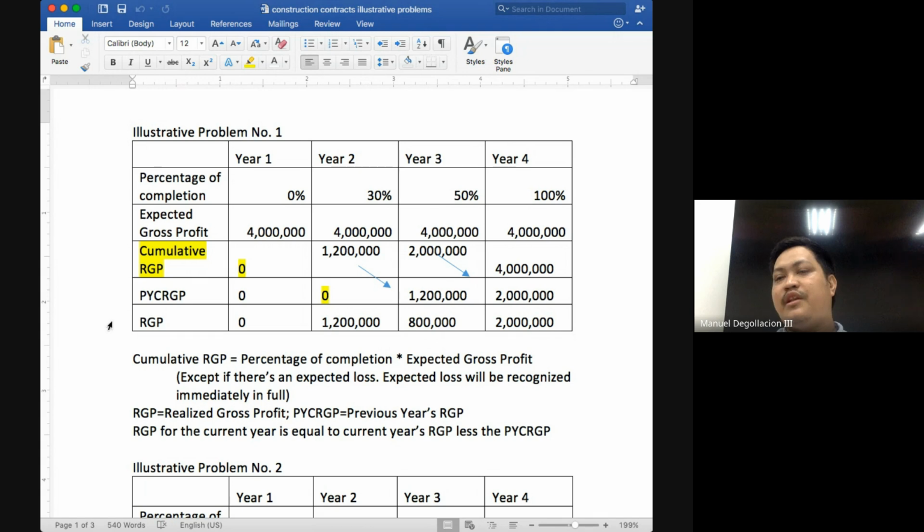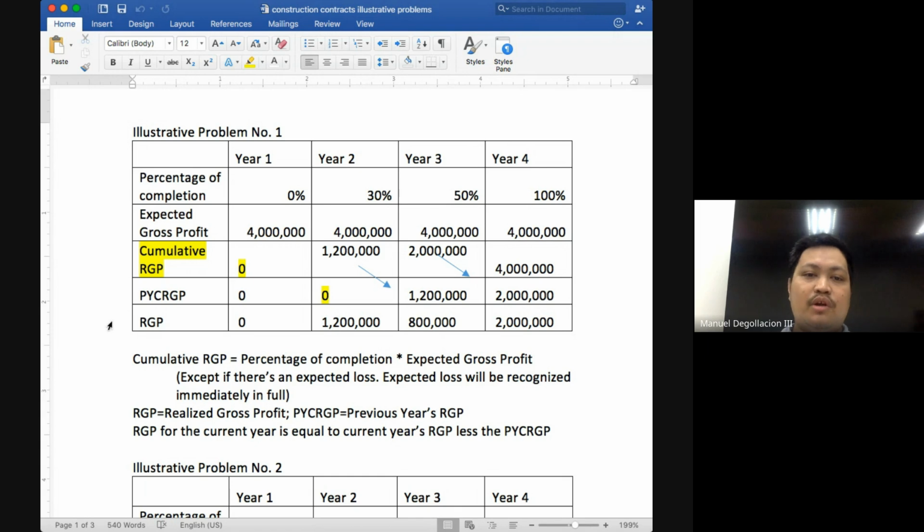But here in illustrative problem 1, why is our RGP or even our cumulative RGP 0? Because we did not have any accomplishment. We have not made any progress. Okay? We did not make any construction work to earn the profit from the contract.